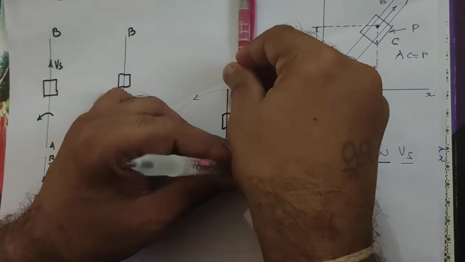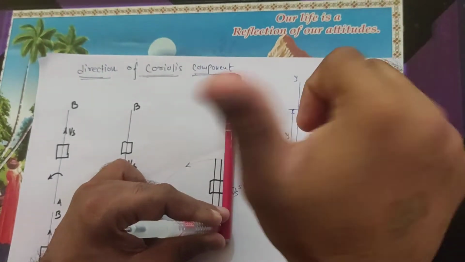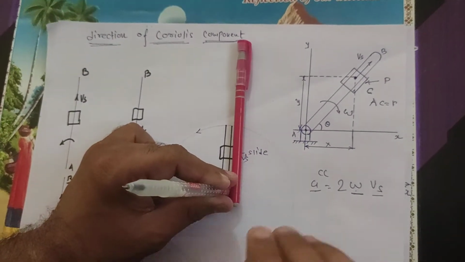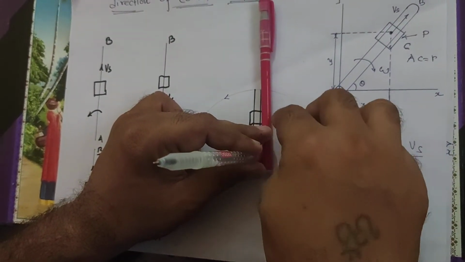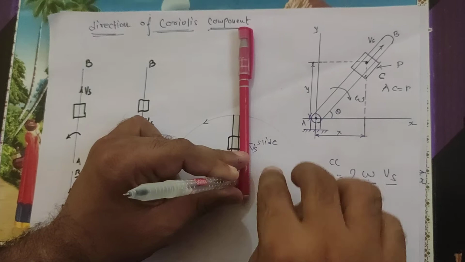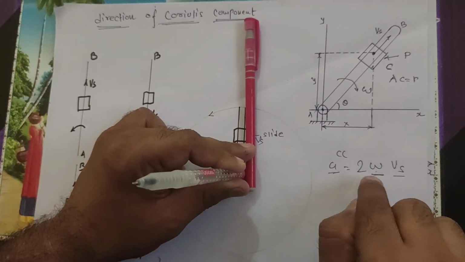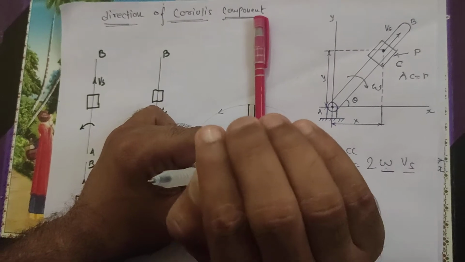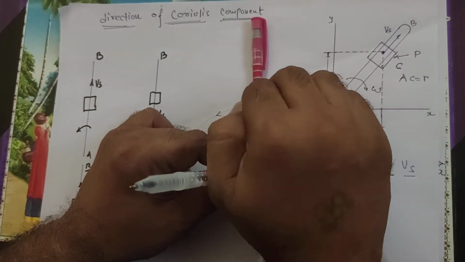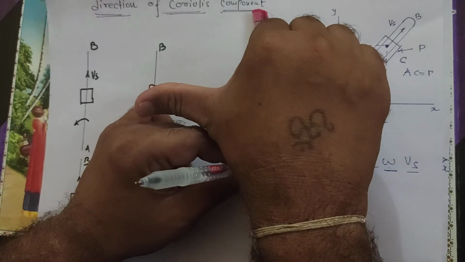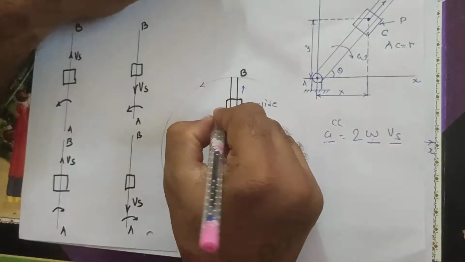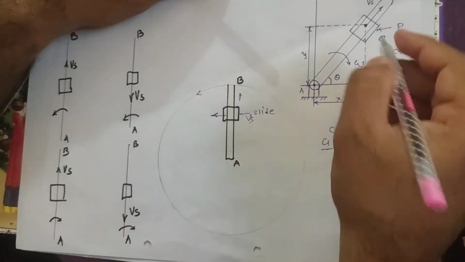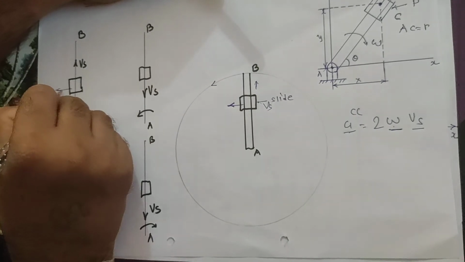As we know, the right thumb rule: as per the right thumb rule, this is the direction of the angular velocity, and this is the velocity in which the slider moves. The acceleration component is the product of omega into Vs. At that time our thumb is in this direction, so the thumb indicates the direction in which the Coriolis component moves, like this direction.